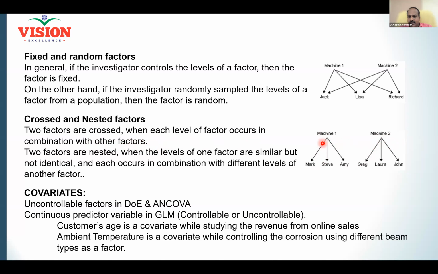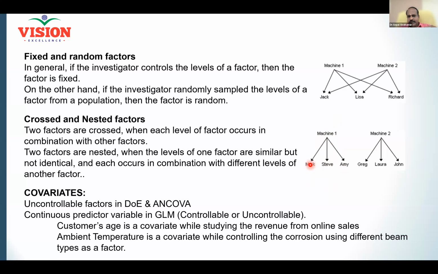And I can run machine number 1 using the operators Mark, Stephen, Amy. I run machine number 1 and who are the operators? Mark, Steve, and Amy. Machine number 1 run by Mark is the first combination. Same machine number 1 run by Steve, another combination. Machine number 1 run by Amy. That means a factor with its corresponding level is one combination. This is what we call a treatment, isn't it? Yes. All right. So the first three combinations are possible.